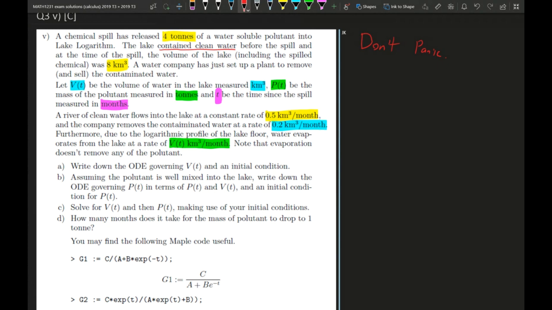Now, the one thing you do need to pay attention to is that evaporation doesn't remove pollution. So it's not going to affect the rate of change of pollution, it just takes away the water. Okay, so let's try and start.